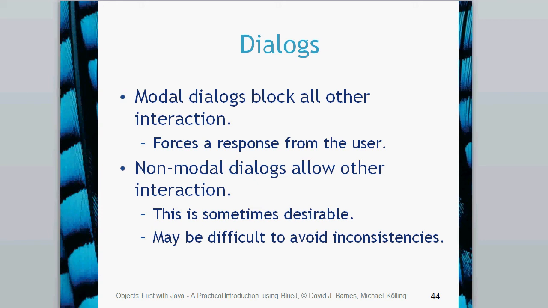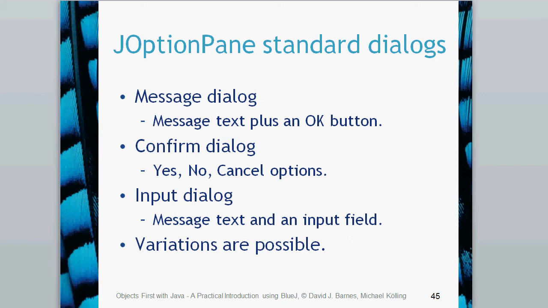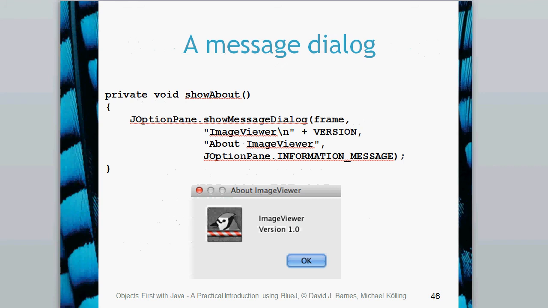The standard dialogs which are available for the JOptionPane are the message dialog, confirm dialog, input dialog, and different variations which you can create yourselves, and you can inherit and create your own dialogs if you want to. So let's just have a go at implementing this message dialog. What I'm going to do is copy and paste this into my class and show you how this is working. I'll pause the video now.